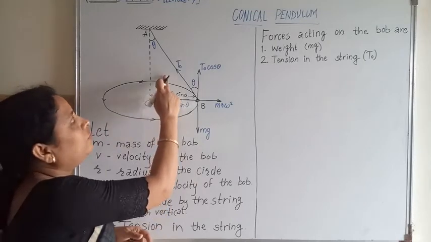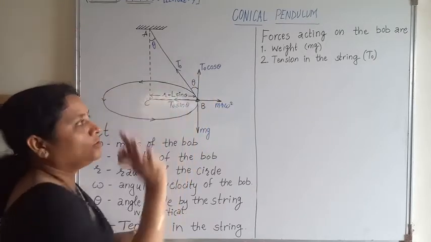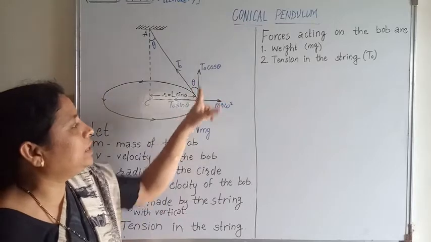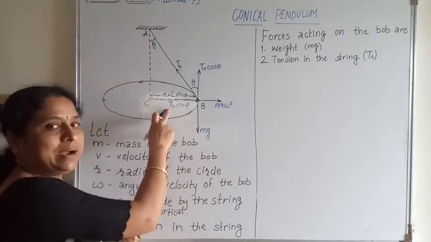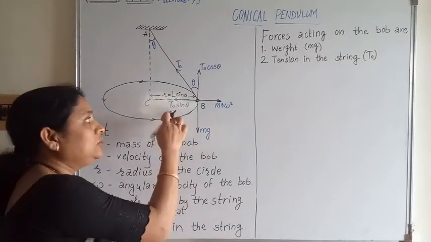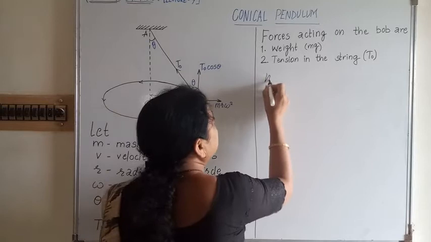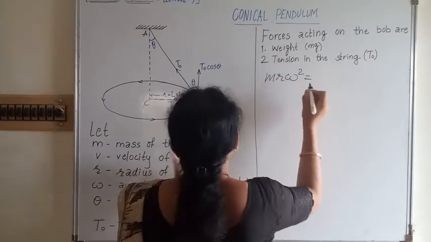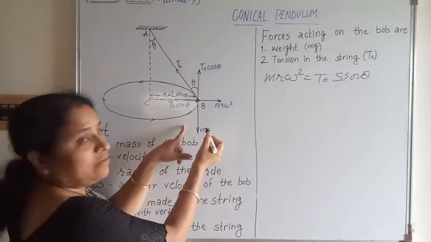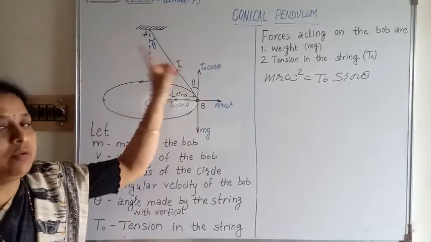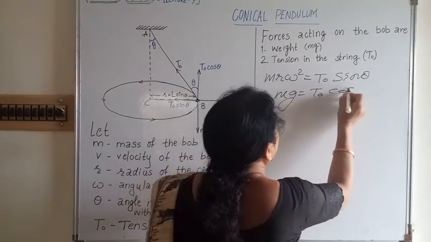From the geometry of the figure, you know that this is the angle theta, and the angle made by this here is also theta. So from the diagram we can say that the centripetal force is provided by T0 sin theta. Here we say that T0 sin theta balances the outward force, that is the centrifugal force, and that's why we take the equation mr omega square is equal to T0 sin theta. And another equation, the weight mg is balanced by the vertical component T0 cos theta. That's why we write the equation mg is equal to T0 into cos theta.